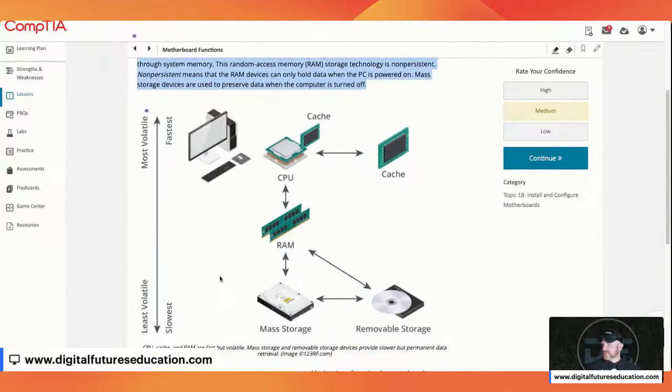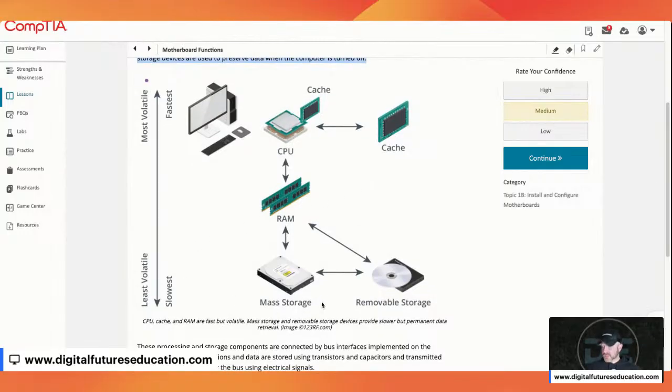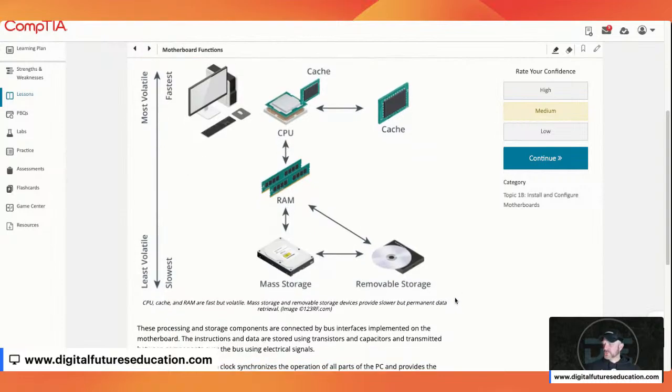And the great thing about this graphic is it has the most volatile and the least volatile. So it also says fastest and slowest. So in terms of speed, definitely the CPU, RAM, and the cache memory are fastest, while some of the slowest memory is those SSDs, those mass storage devices, and some of that removable storage.